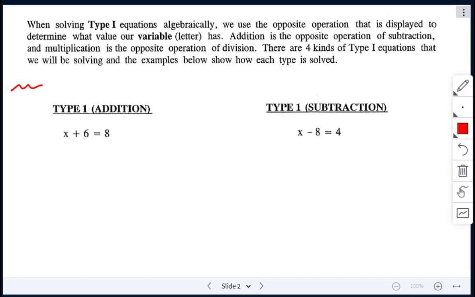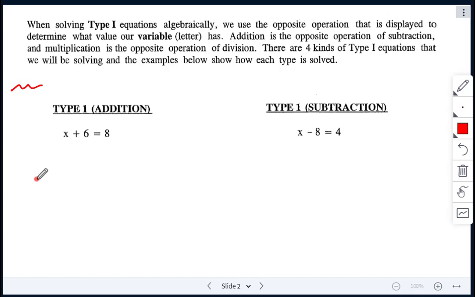So I think we go to 5 types of equations. We go to 2.5, which is solving ratio type equations. And then we'll get into inequalities and graphing. So today, with the type 1 equations, we're going to look at 4 kinds of type 1 equations, and we'll go through these examples as well on how each type is solved.